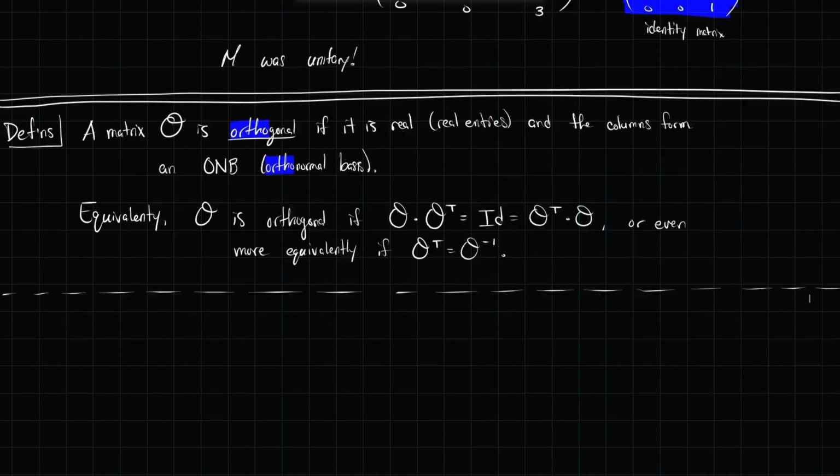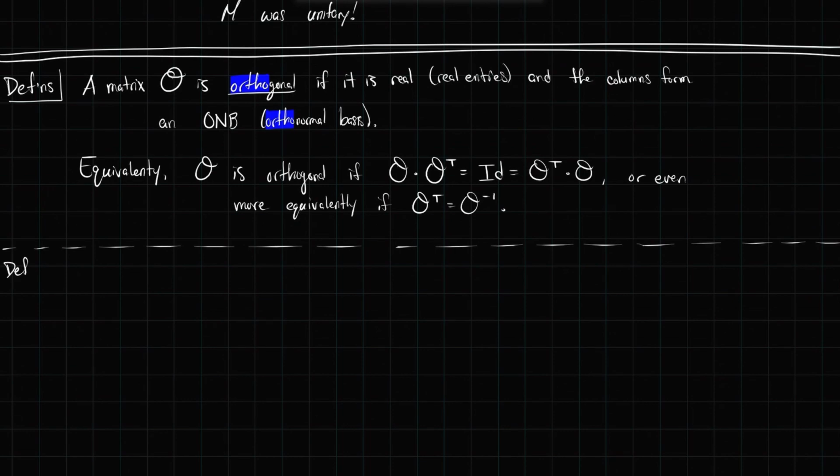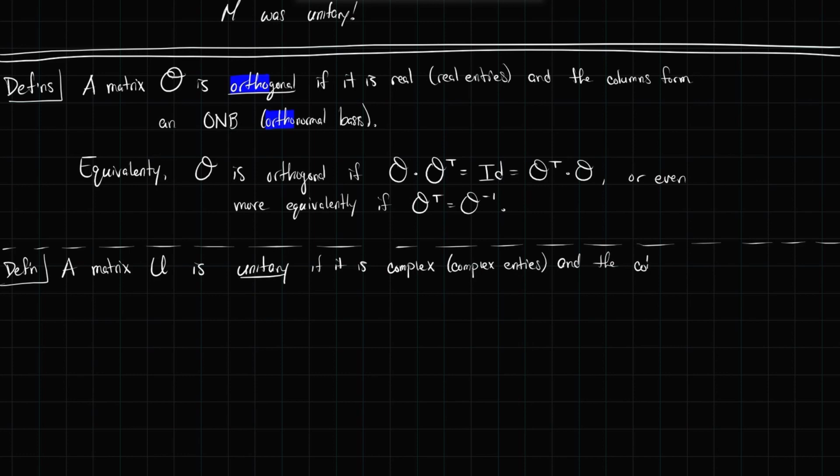And we can do the same thing when it comes to unitary. A matrix, I'm not really going to go for the script U. Maybe I'll make it a little bit scripty by putting a little bit of a hole in the stem there. A matrix U is unitary if it is complex entries, and the columns form an orthonormal basis.